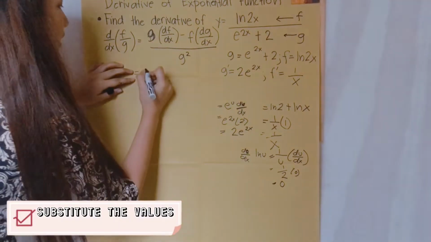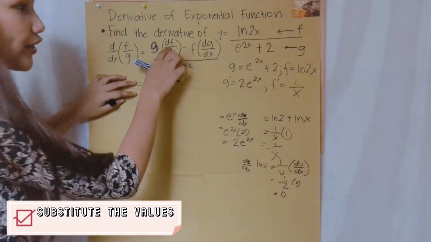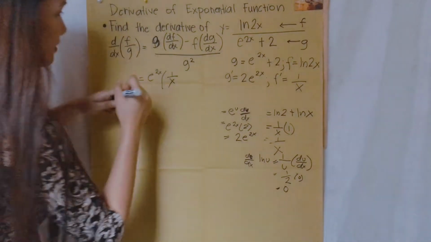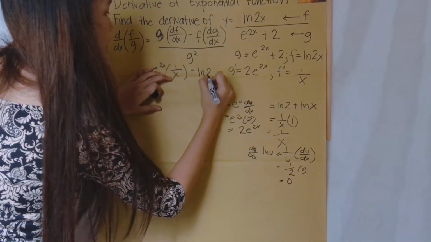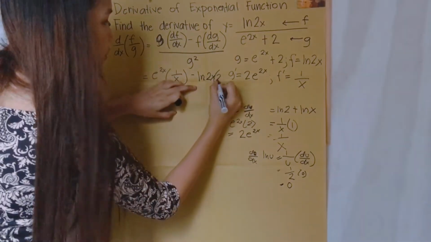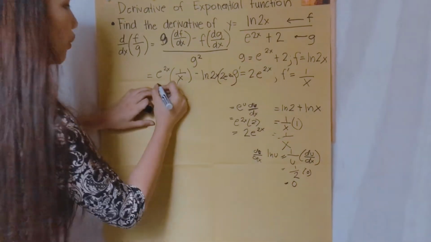g, which is e raised to 2x, times the derivative f prime, 1 over x, minus f, which is ln 2x, times the derivative of g, which is 2e raised to 2x, over g squared.